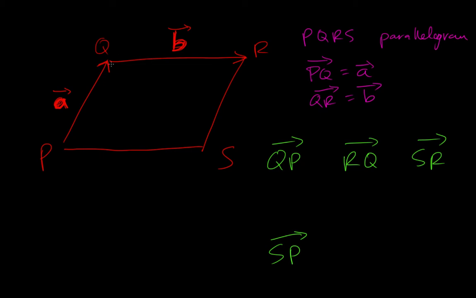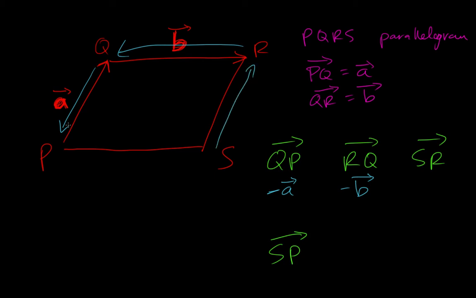So Q to P is going this direction. So it's using A, but it's the opposite direction. So it's the opposite of A. So we'll just do negative vector A. RQ, same idea. We're going backwards on B. So we have negative B. And then SR.